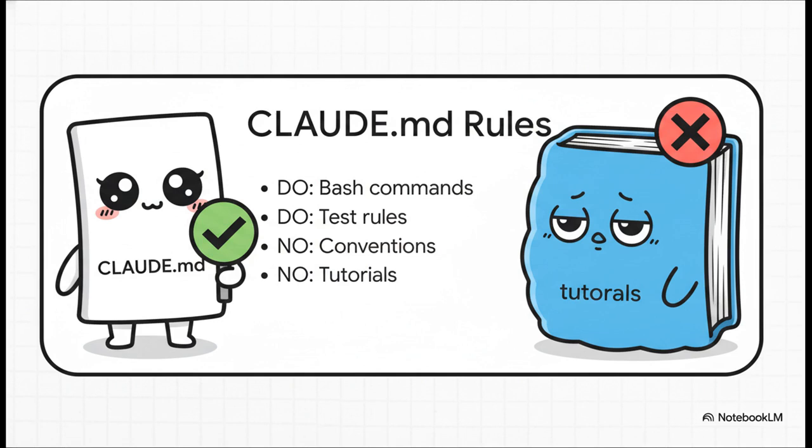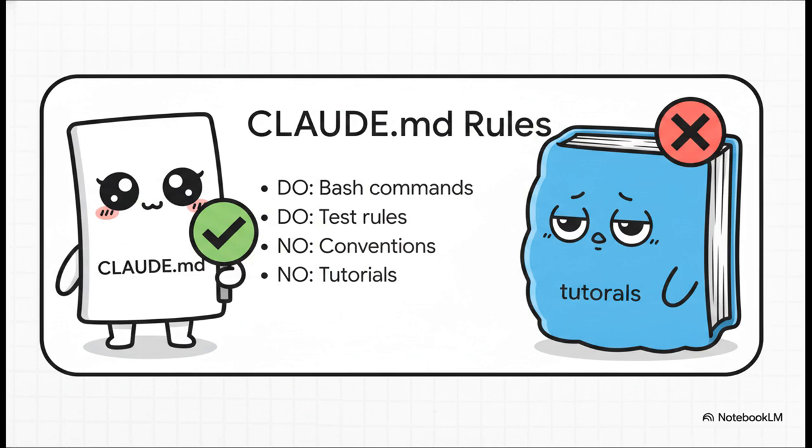So here are the hard and fast rules. Do include specific bash commands it can't guess, your testing instructions, and repo etiquette like branch naming conventions. But absolutely exclude standard language conventions it already knows, exclude anything it can easily figure out just by looking at your code, and for sure exclude long, rambling tutorials.